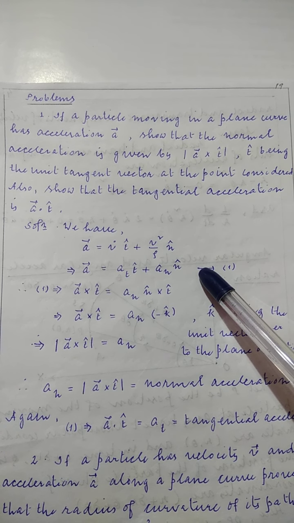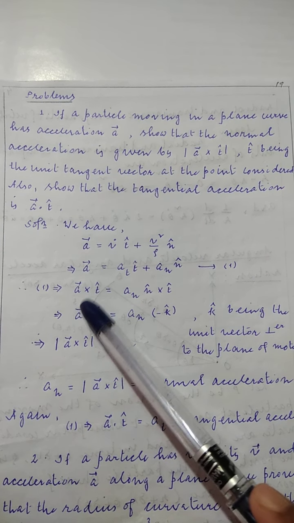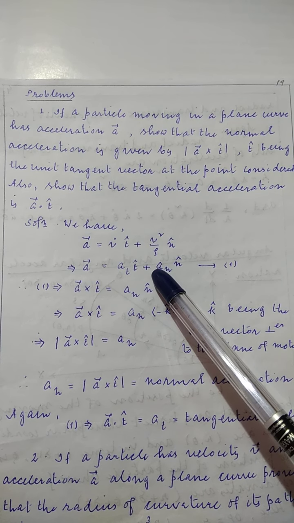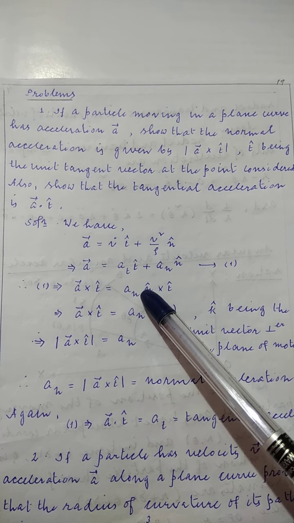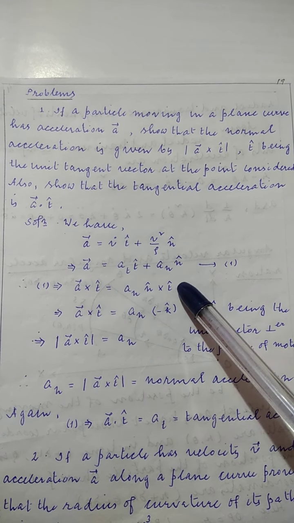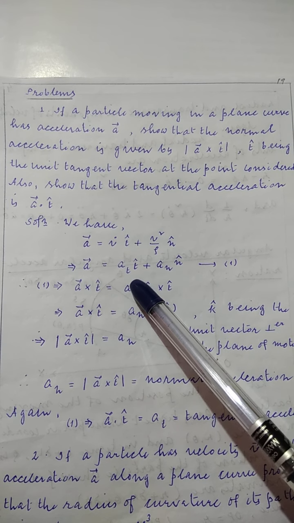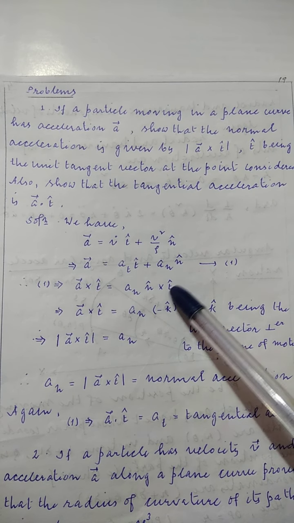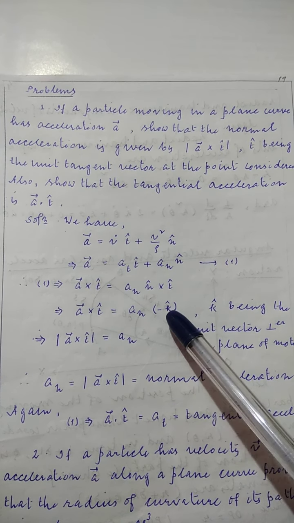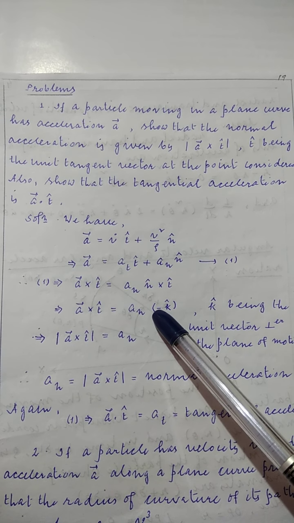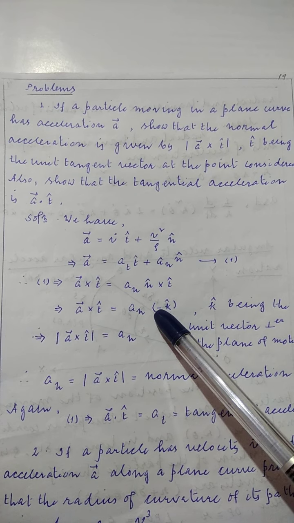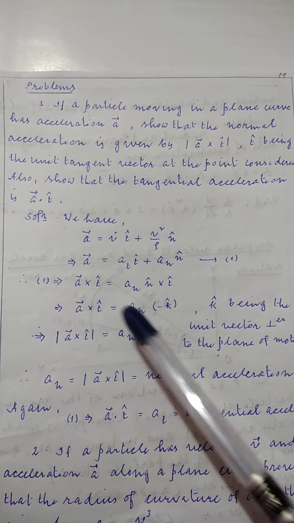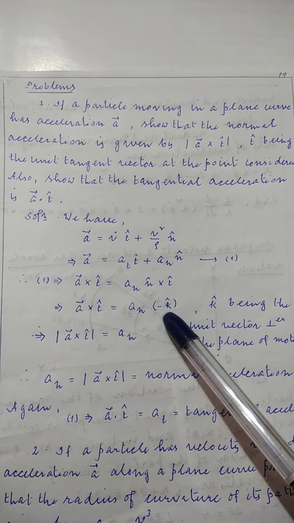So if you take the cross product with t cap, on the left hand side it is vector a cross t cap. On the right hand side, t cap cross t cap will be 0, and a_n stays as it is, so n cap cross t cap. From n cap to t cap you get the clockwise direction, so the result is the unit vector minus k cap, the minus sign because the turning tendency is clockwise. So the cross product of vector a and t cap is a_n times minus k cap.